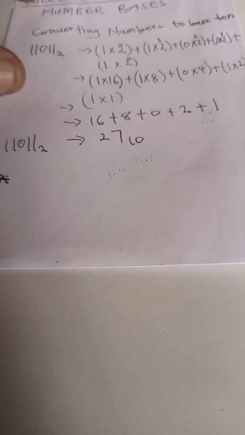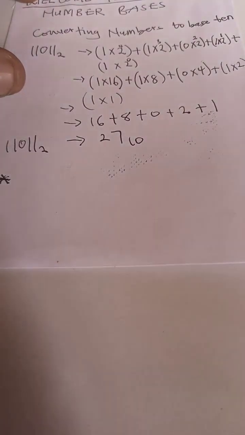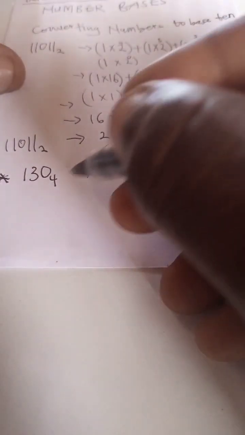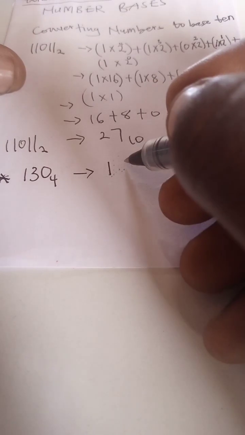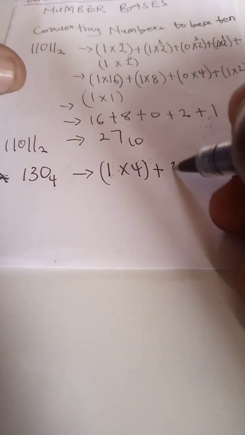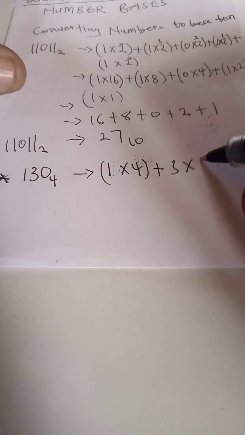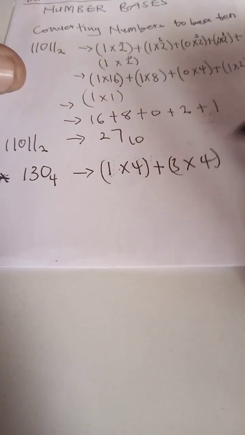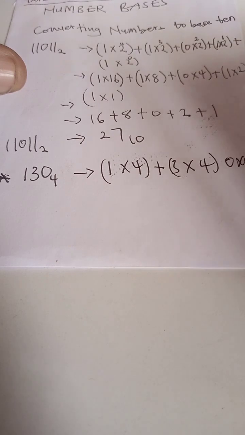So let's look at the second example. We are to convert 130 base 4 to base 10, right? So you need to expand the given number to its base. So the first one is 1 times 4 in one bracket plus the second number 3 times 4. Then the last number is 0 times 4.